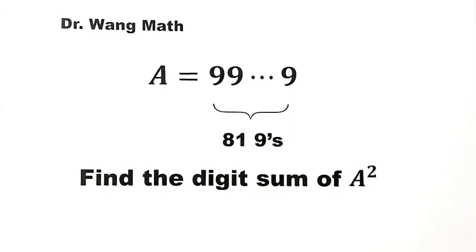In this video, we're going to be solving a question from the Chinese Math Olympiad. Given A, a number consisting of a sequence of 81 nines, find the digit sum of A squared. So let's start from A squared.